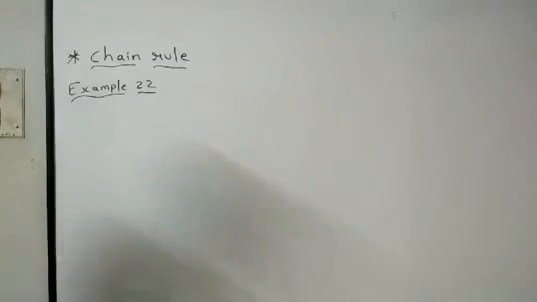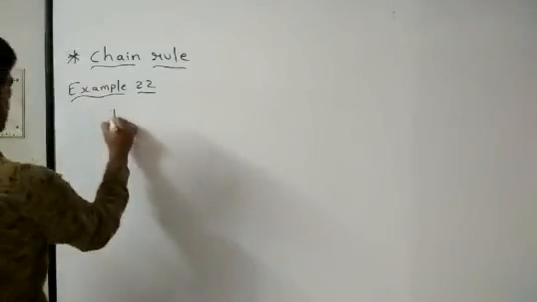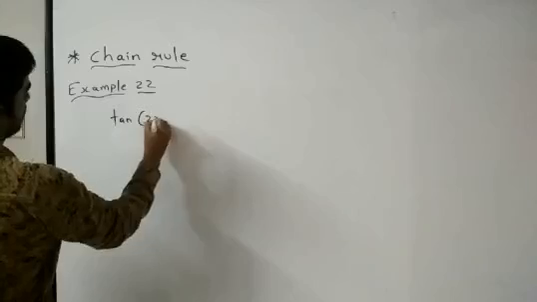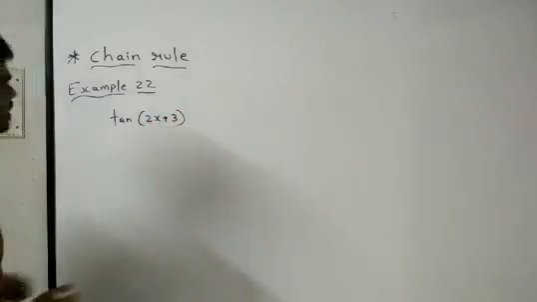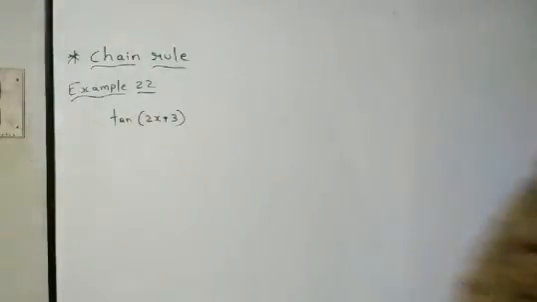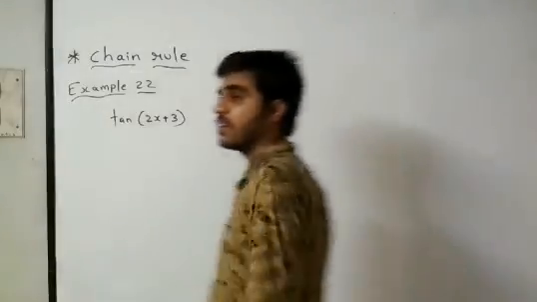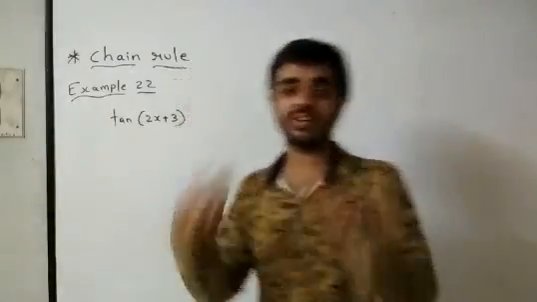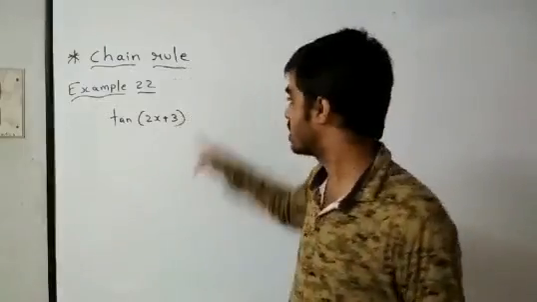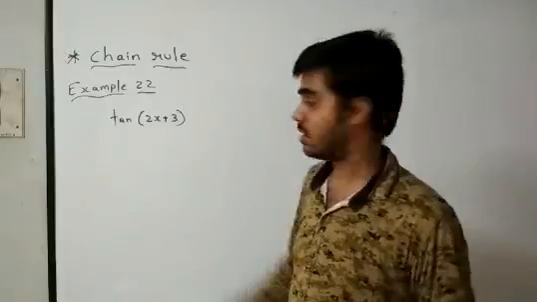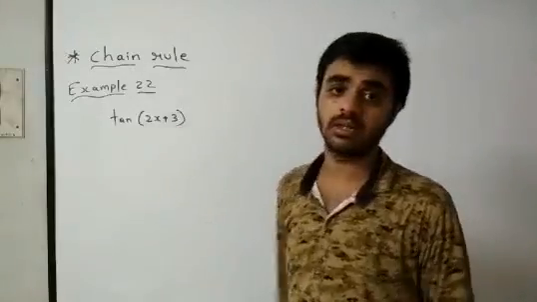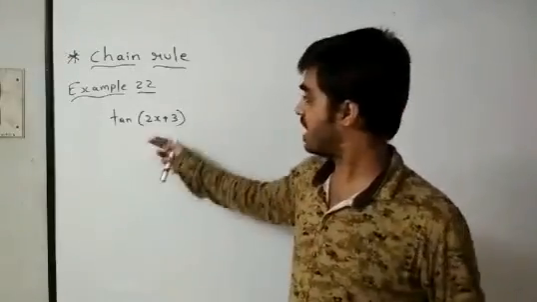We have to find the differentiation of tan 2x plus 3. Clear? Your question is: find the derivative of tan 2x plus 3. Yesterday we found the derivative of tan x, right? The derivative of tan x is sec square x. But that was for tan x, and now it is tan 2x plus 3. So how do we find its derivative?